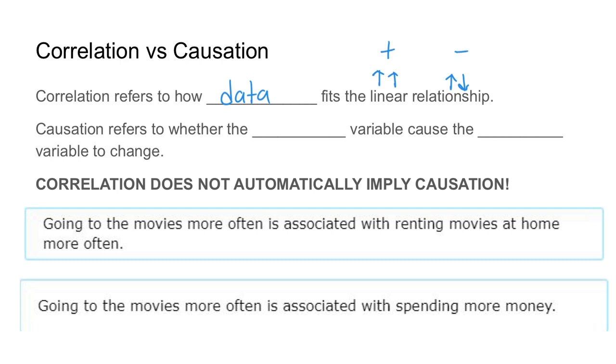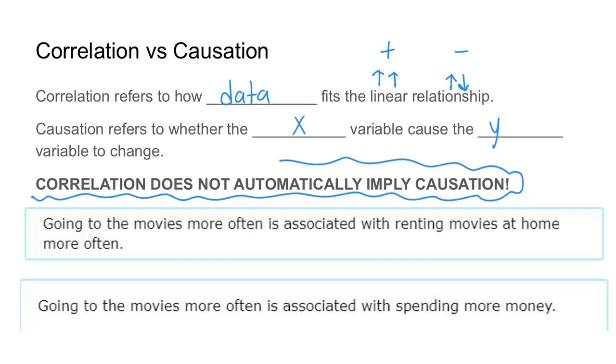Causation refers to whether the x variable caused the y variable to change. The big thing we want to note is that being correlated does not automatically imply causation exists in a situation. So two things can be related, but one not actually cause the other to change. So thinking about some examples of what that might look like.